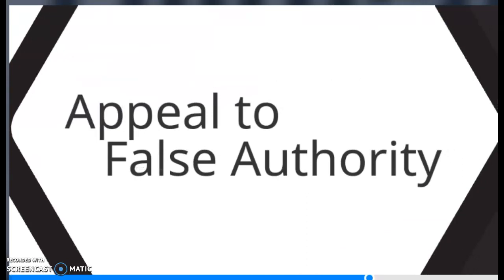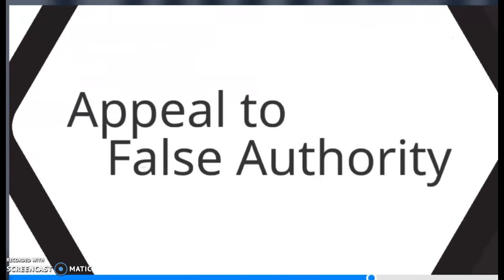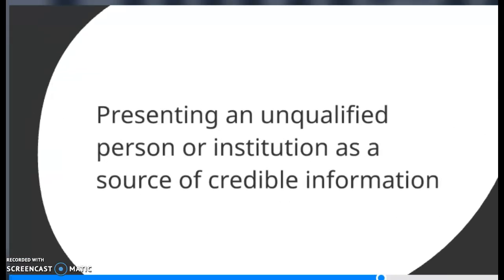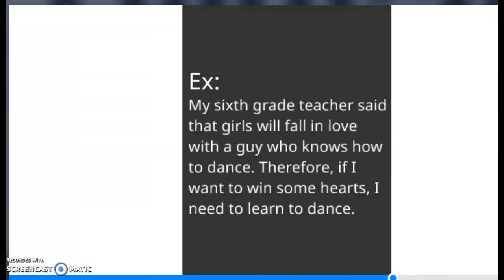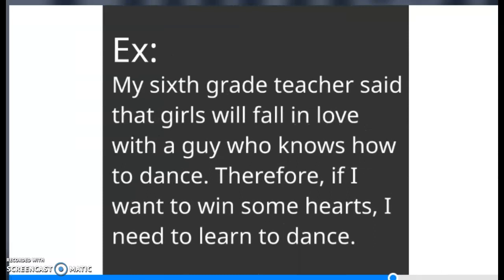Another logical fallacy is the appeal to false authority. This is when you are presenting an unqualified person or institution as a source of credible information. This is when Dr. Oz is now the leading source of information on the coronavirus. So here's an example. My 6th grade teacher said that girls will fall in love with a guy who knows how to dance. Therefore, if I want to win some hearts, I need to learn how to dance.